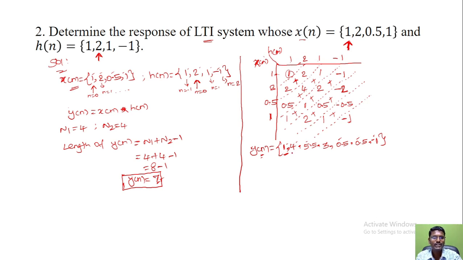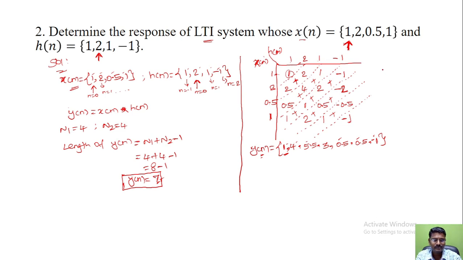But I need to mention the starting sample of y of n. For that, in the previous problem they had not mentioned any arrow mark in the given question. They have not given the starting sample value, so we assumed the first sample as the 0th sample. But in this question they have given x of n's starting sample as the first sample and h of n's starting sample as the second sample. So we need to manipulate this.